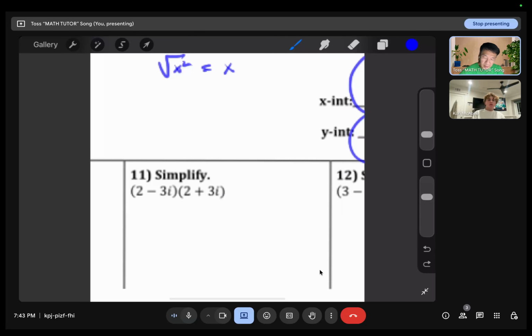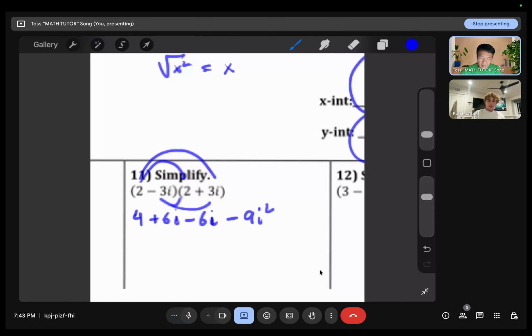Okay, FOIL it. I'll do the whole thing. First is 2 times 2, which is 4. Outside or outer, it'll be plus 6i. Inside or inner, that would be a negative 6i. There's a shortcut here because it's a difference of squares, but some students do the whole thing. Then last, negative times the positive is a negative 9i squared. Are we okay with that one?